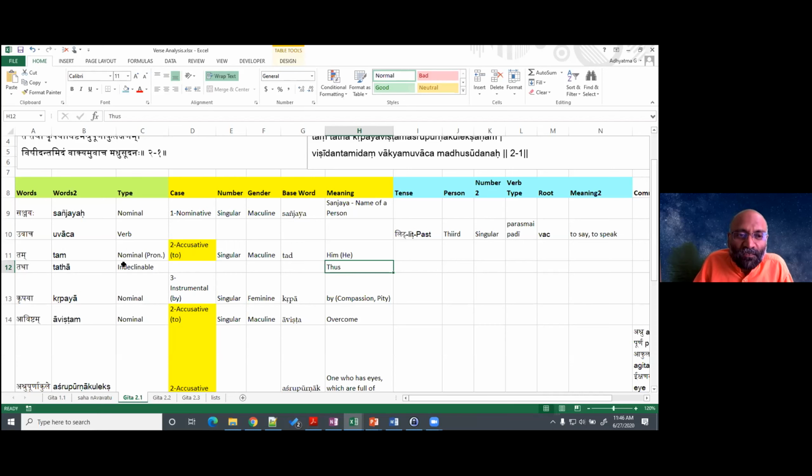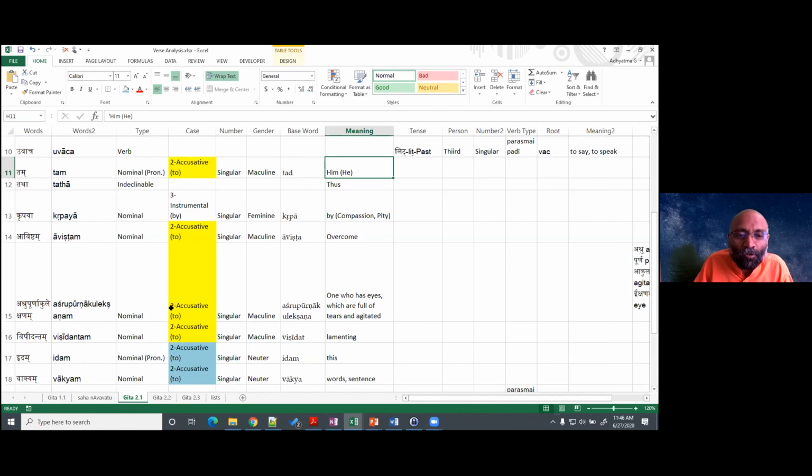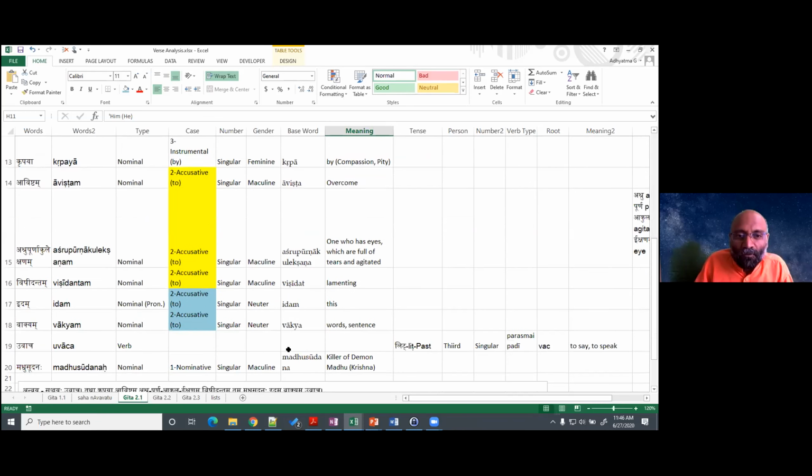Lord Krishna. So Sanjaya is saying, thus Lord Krishna spoke to him. So "him" is actually referring to the previous chapter's description. Because the story is going on from the previous chapter, he refers to him instead of giving the name of Arjuna here. That Lord Krishna spoke these words to him who was overcome by compassion, who was lamenting, and whose eyes are agitated and full of tears. He spoke these words. That is what it means here.